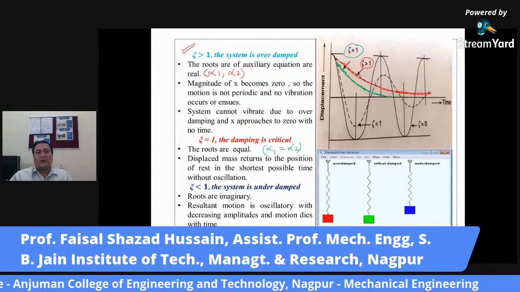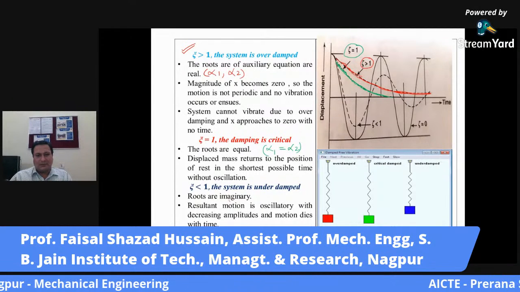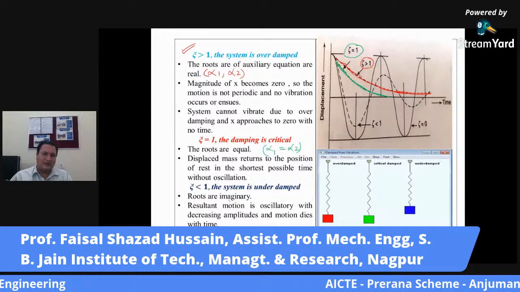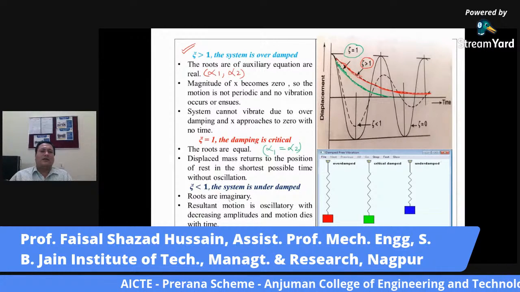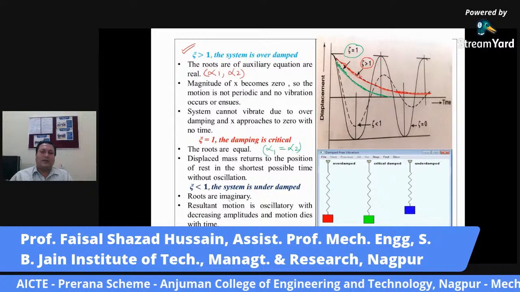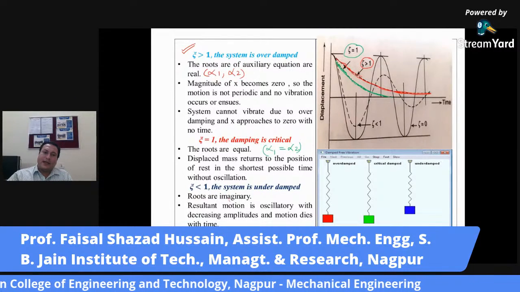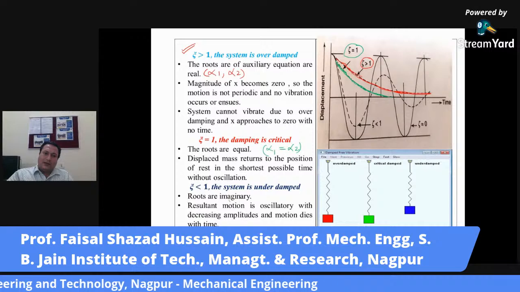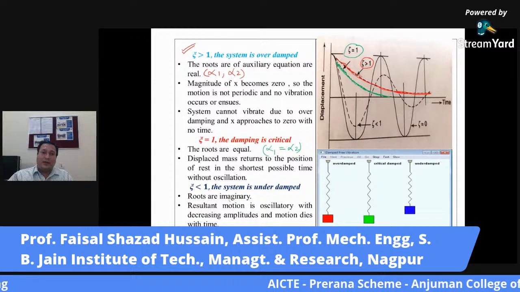Now the third category is the underdamped system. Now what is underdamped system? Your normal system. For example, let us take the example of shock absorbers. So it is an underdamped system. Here roots are imaginary. Alpha 1 and alpha 2 are imaginary, and the resultant motion is oscillatory type with decreasing amplitude.